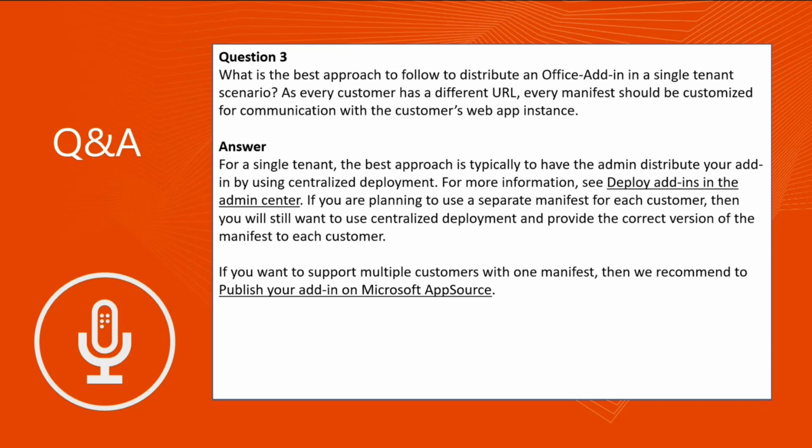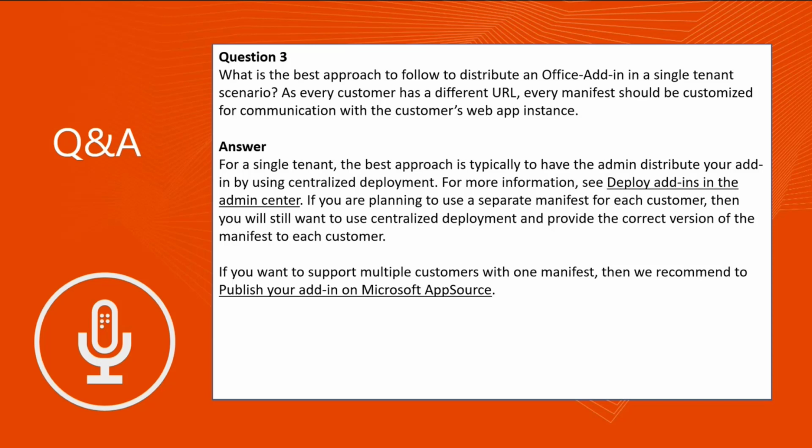The next question was asking, what's the best approach to follow to distribute an Office add-in in a single tenant scenario? As every customer has a different URL, every manifest should be customized for communication with the customer's web app instance. So here, if you're working with a single tenant, the best approach is typically to have the admin distribute your add-in by using centralized deployment. And I put a link here, the answer to how you can deploy add-ins in the admin center on your Microsoft 365 tenant. That would be the way to go.